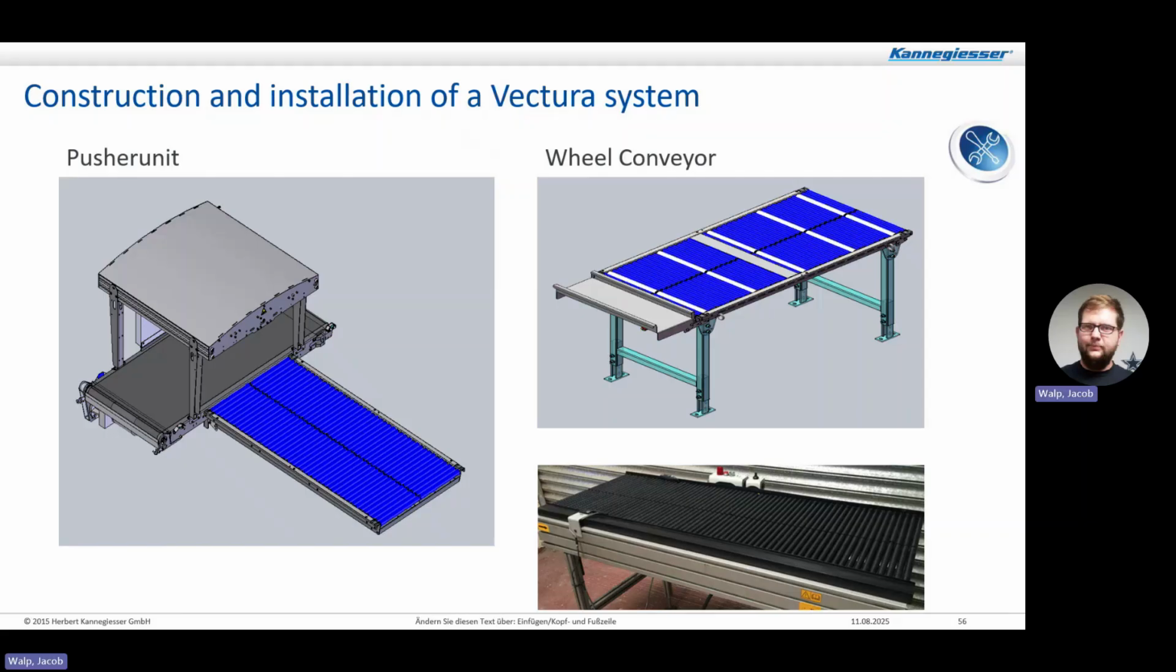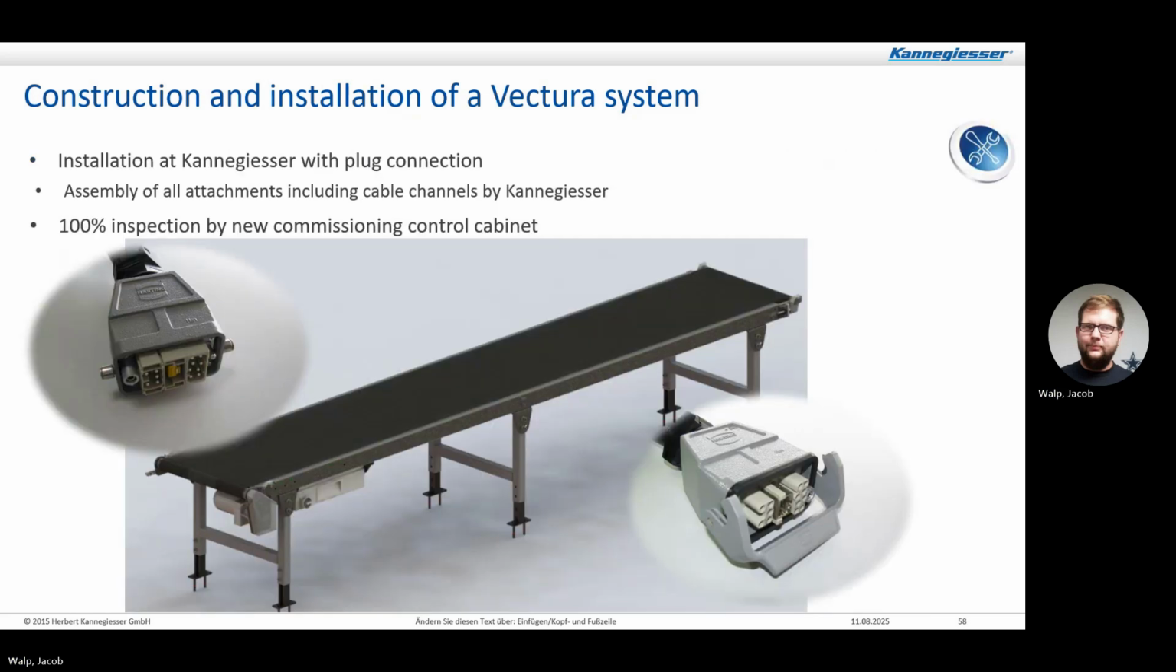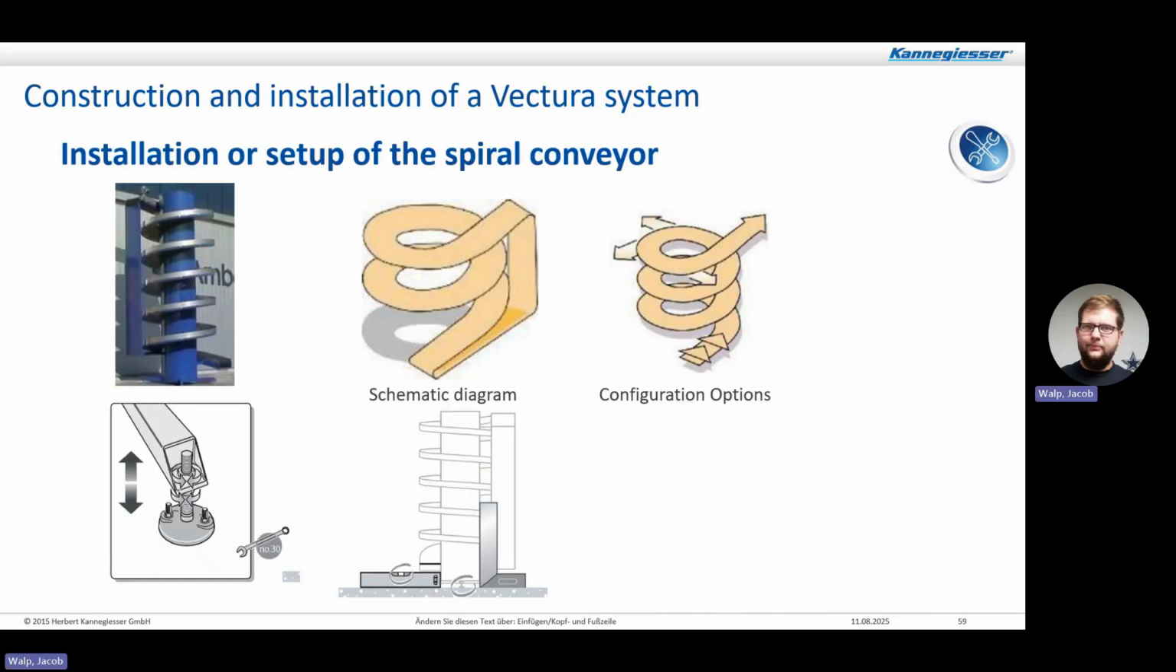Push the unit a little bit farther, along with your wheel conveyor. We have two types: the black rollers, which are powered, and blue rollers, with no power at all, just gravity. Here's the cylinder for the pusher unit. Here's a picture of our hybrid cable with the connections. It has all the connections, and the conveyors will just be daisy chained down the line. There's a spiral conveyor.